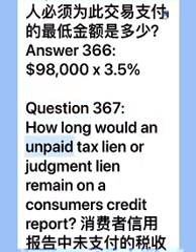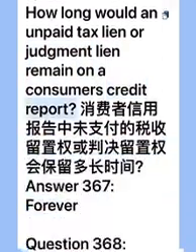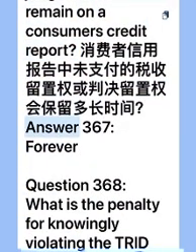Question 367. How long would an unpaid tax lien or judgment lien remain on a consumer's credit report? Answer: Forever.